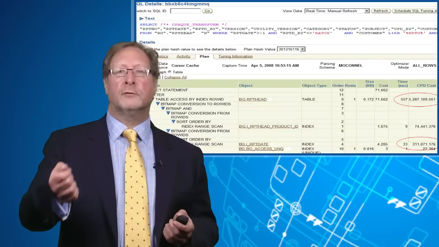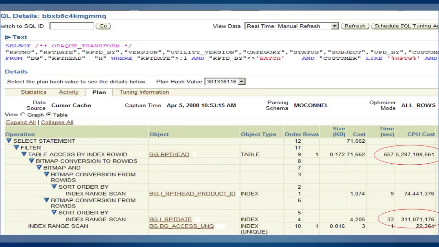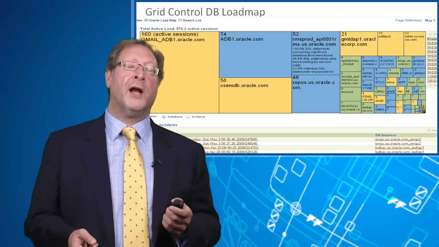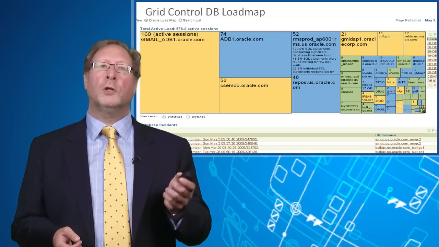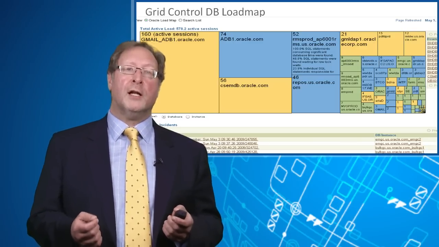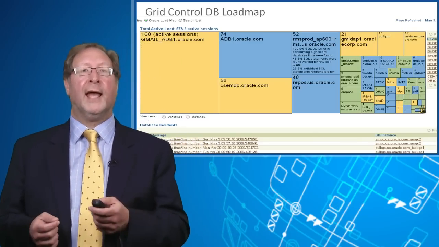Okay, so we can drill down using the information in the plan, and we can see that this plan has some very high CPU costs in there. Okay, something rather different in terms of using database time is the Grid Control database load map. So this allows us to see a comparison of all of the databases that are being managed by one Enterprise Manager and see which of those databases has the highest load.